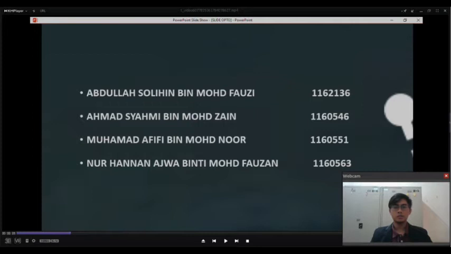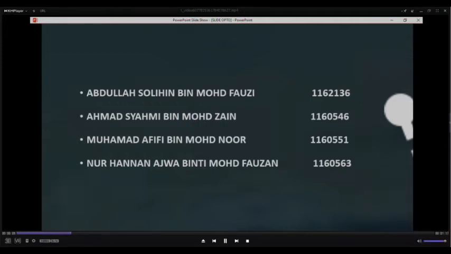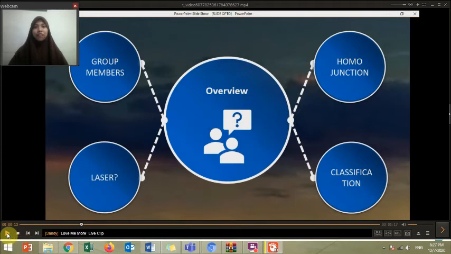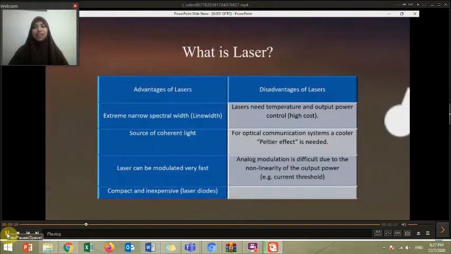So we will go to the first topic, which is what is the Fabry-Perot homojunction laser. Before we go further to explain what is the Fabry-Perot homojunction laser diode, first we must know what is a laser. Laser is light amplification by stimulated emission of radiation.